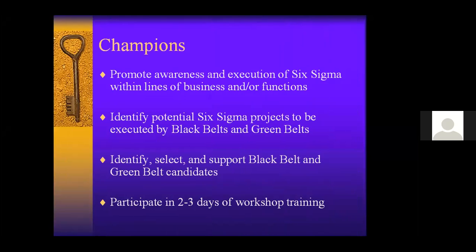A champion needs to promote awareness and execution of Six Sigma within the business, within lines of business or the function. There are always company limits, so a champion has to work within those limits. He must identify potential Six Sigma projects for the persons who are working under him, for example, black belts and green belts. Since he has to lead his subordinates, he must be aware of what work has to be handed over to which black belt and which green belt.